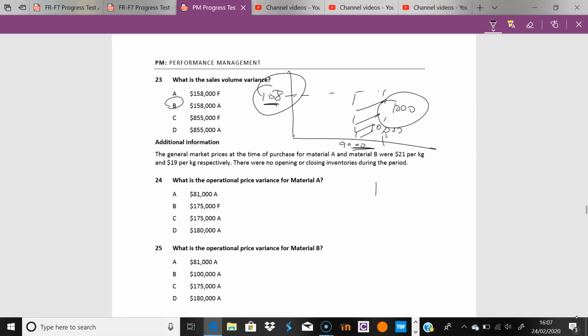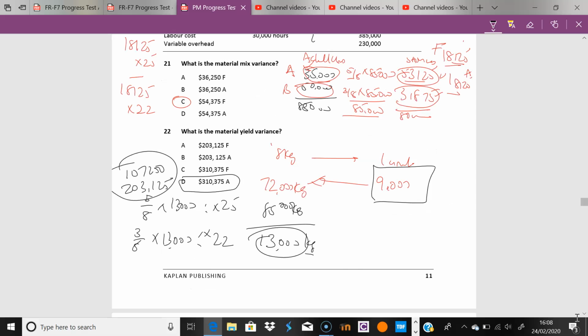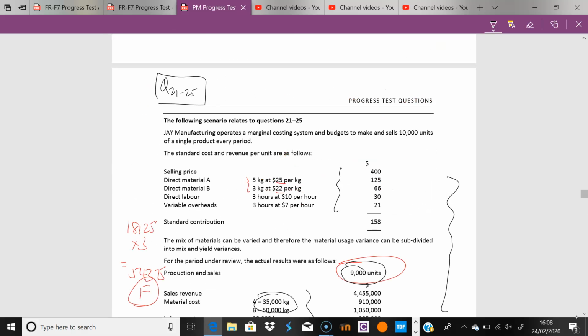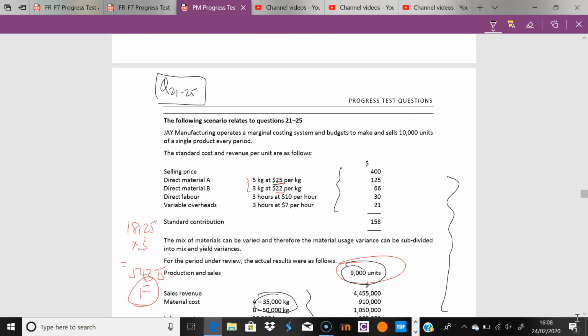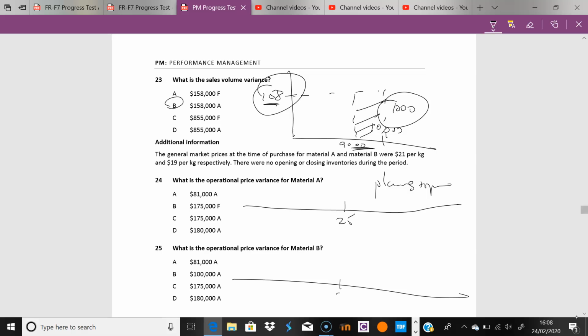Right, so this question pulls us into this idea of planning and operational variances and this idea of revised standards. Let's look at this. I'm just going to draw a line just to show you what's happening here. The plan was to buy direct material A at 25. The plan was to buy direct material B at 22. That was the plan.